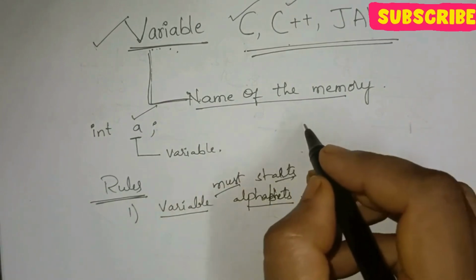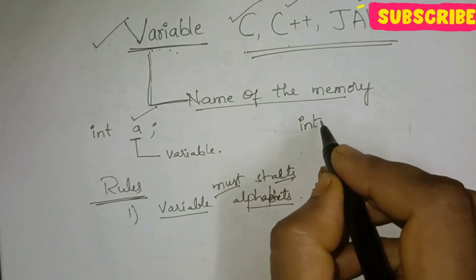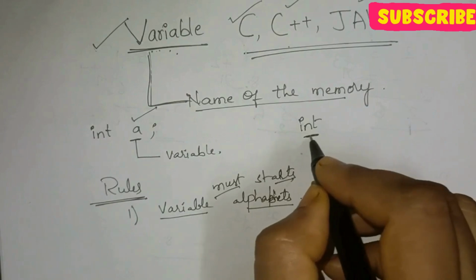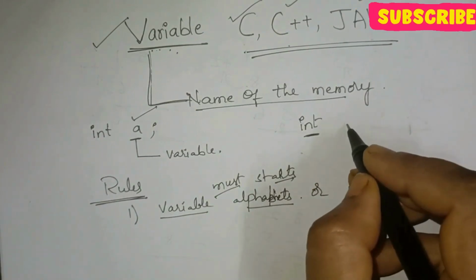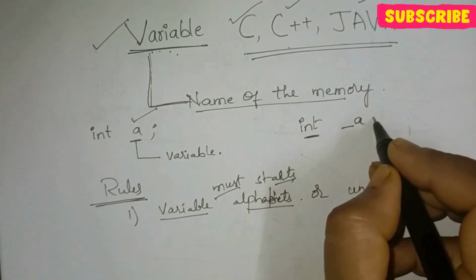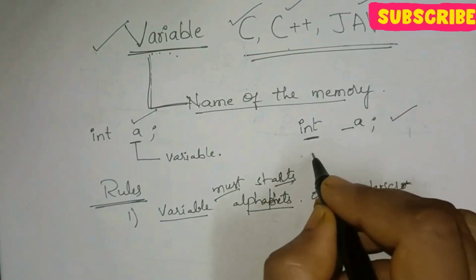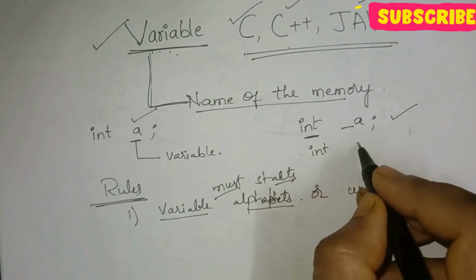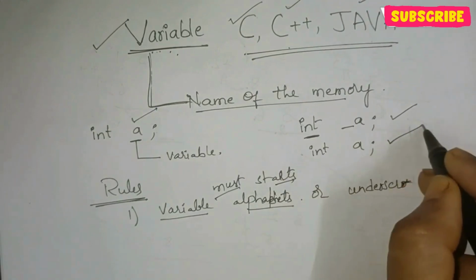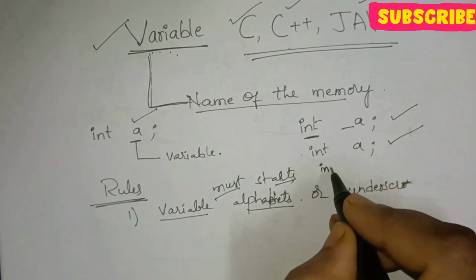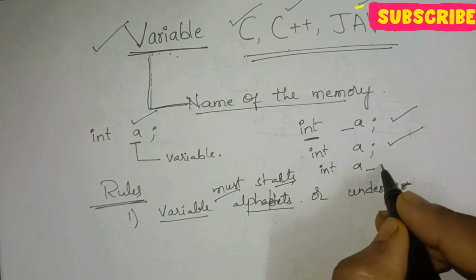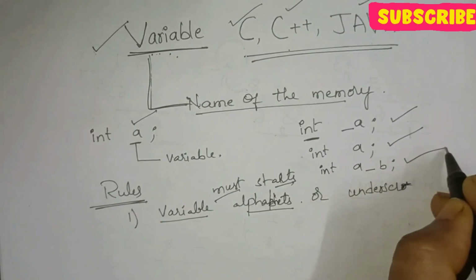For example, I am taking a data type and declaring a variable a, so this is a valid variable. A variable starting with an underscore is also valid. And I can also declare underscore b, which is also a valid variable.